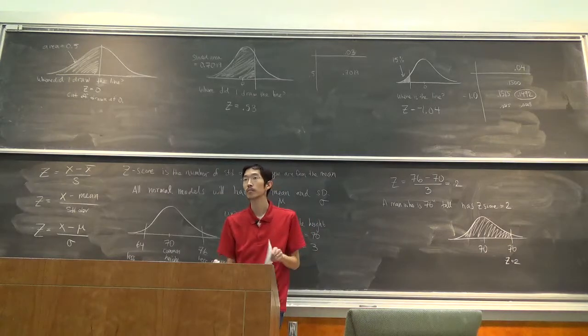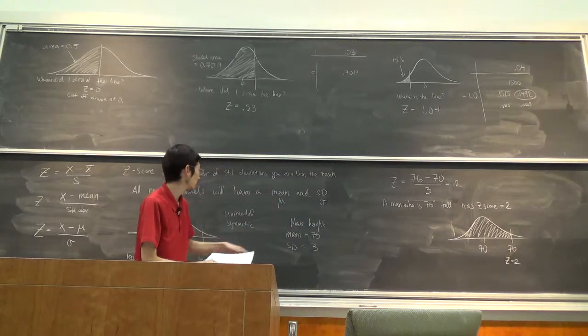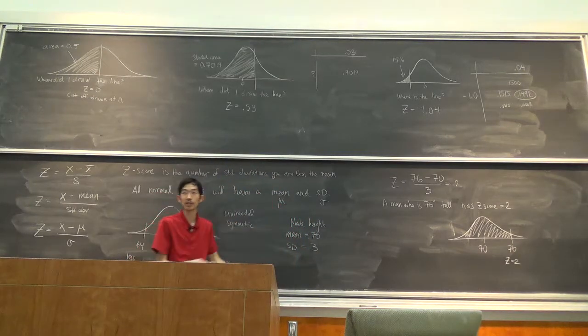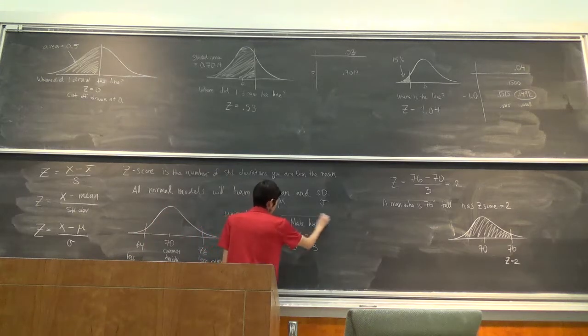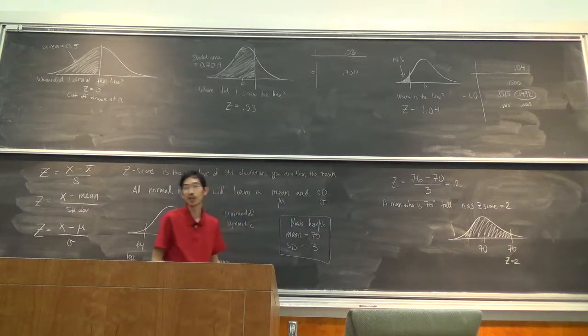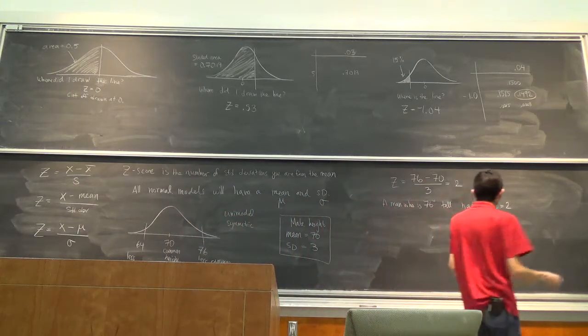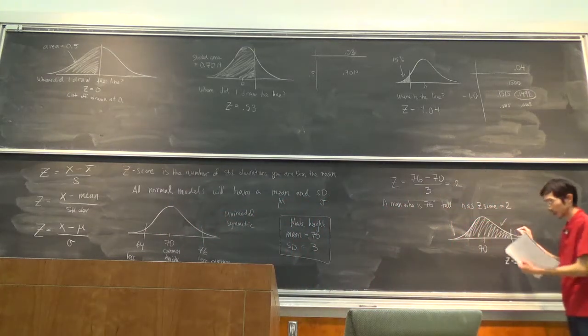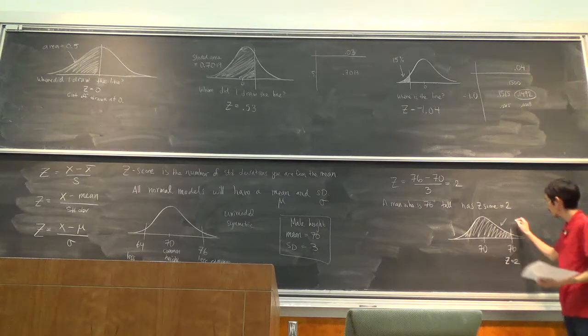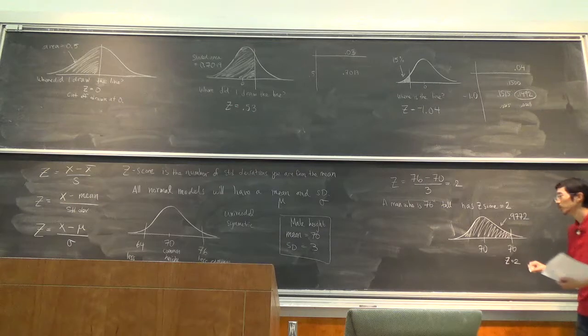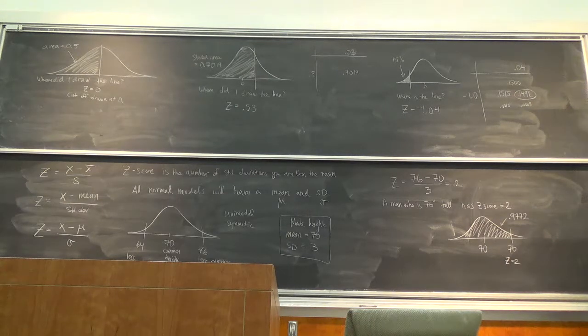Yes? The standard deviation is given to us? Yeah, I just gave you the standard deviation. These are facts. They're approximate, okay? So Z equal to 2. How much is shaded over here? More than 0.9772. You see that? Yes. Okay.